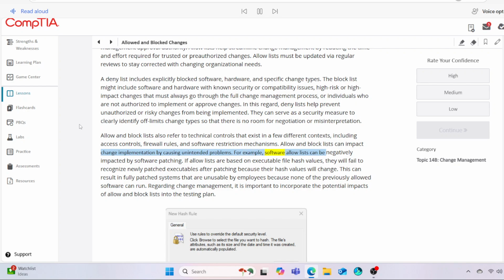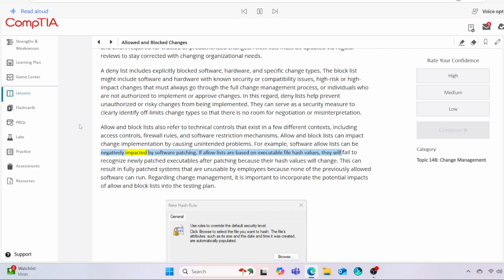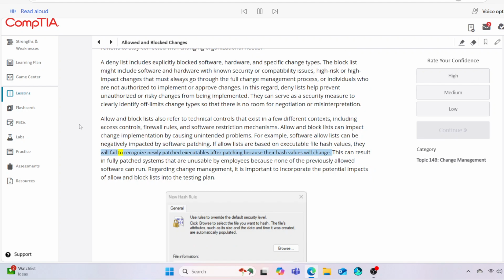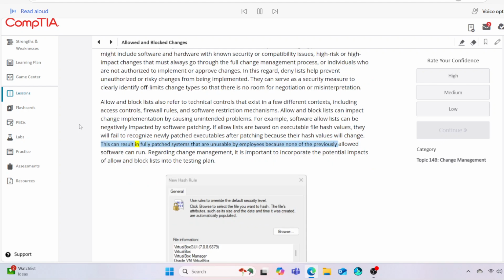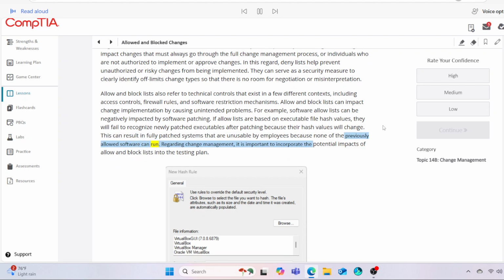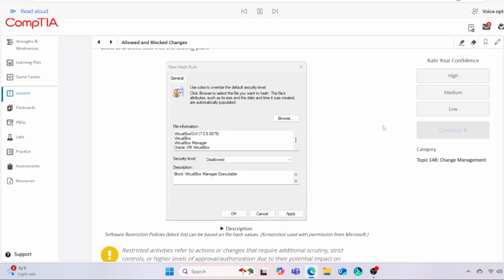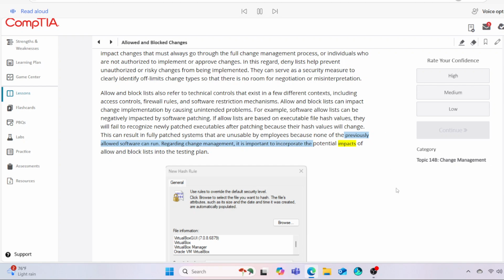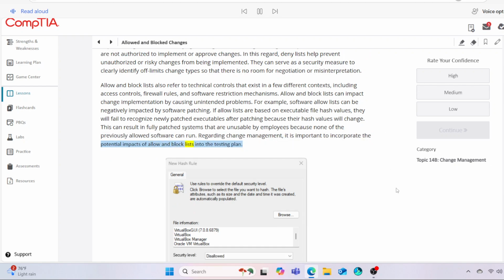For example, software allow lists can be negatively impacted by software patching. If allow lists are based on executable file hash values, they will fail to recognize newly patched executables after patching because their hash values will change. This can result in fully patched systems that are unusable by employees because none of the previously allowed software can run. Regarding change management, it is important to incorporate the potential impacts of allow and block lists into the testing plan.